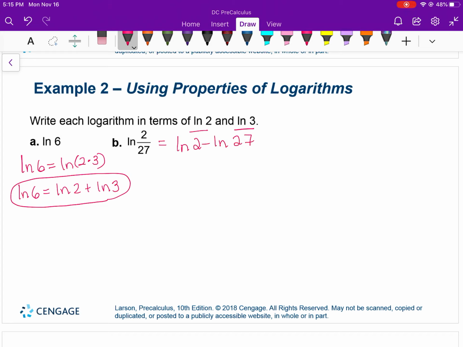But when I look here, the only thing I can use are the ln of 2 and the ln of 3. Now I know that 27 is 3 to the third. And I know from the third property that I can bring my power to the front. And there you go. Problem solved.